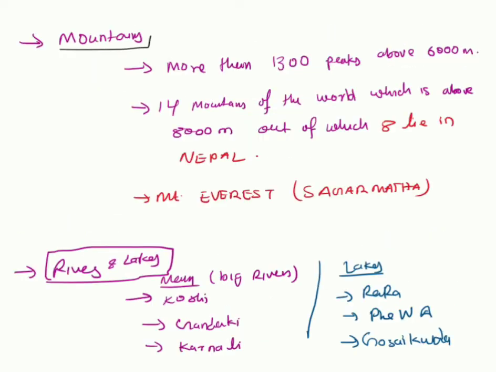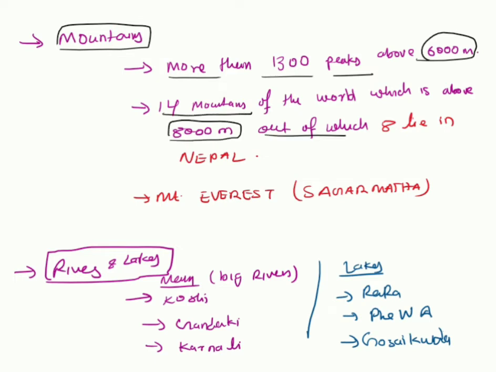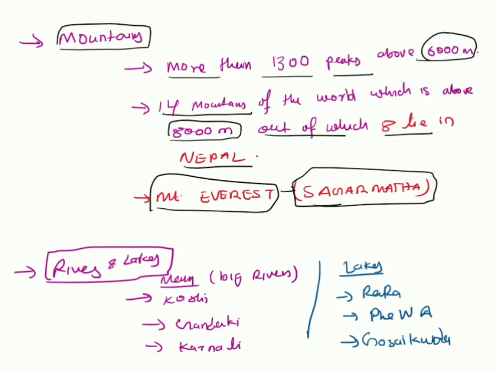If we talk about the mountains, we know that more than 1300 peaks above 600 meters lie in Nepal only, and out of the mountains above 8000 meters there are only 14 in the world. Out of that, 8 lie in Nepal only. We know that Mount Everest, also known as Sagarmatha in the Nepali language, is 8,848.2 meters high, which is the highest mountain of the world.